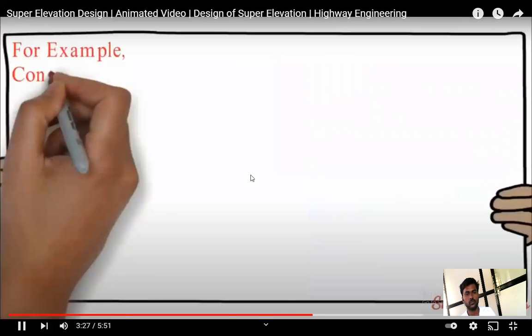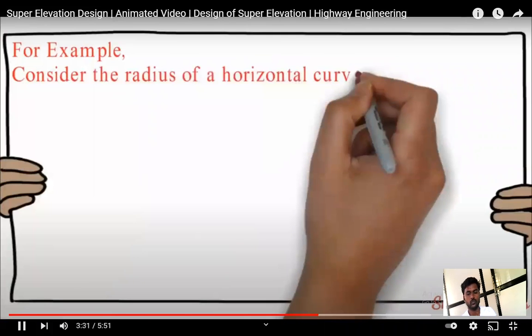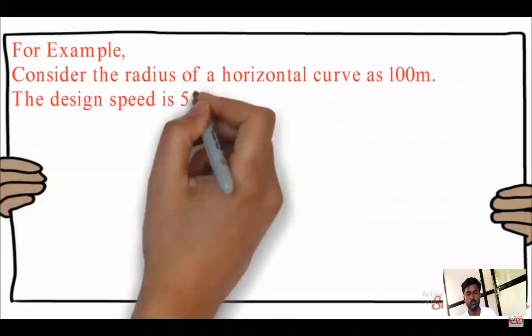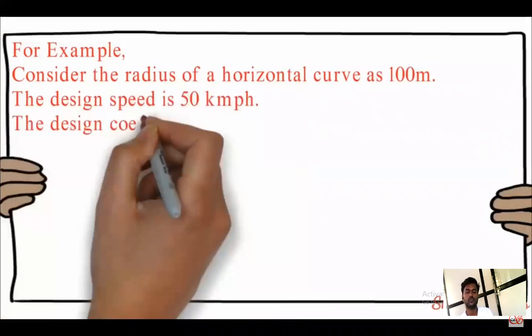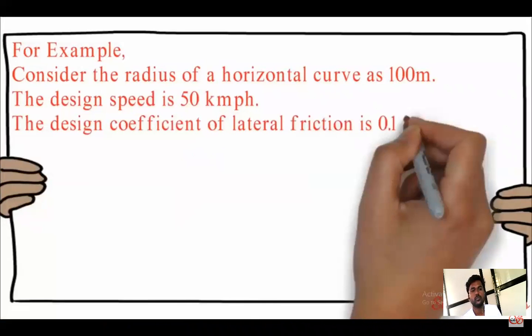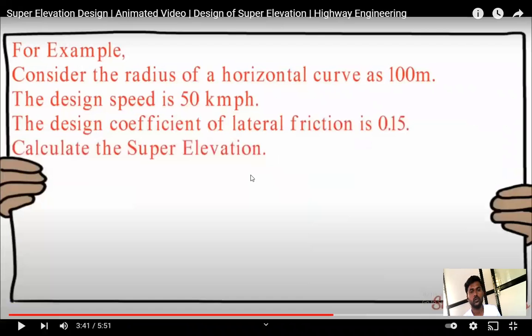For example, consider the radius of a horizontal curve as 100 meters. The design speed is 50 km per hour. The design coefficient of lateral friction is 0.15. Calculate the super elevation. Write down or take a screenshot of this problem. Solve it as homework, else I will tell how to solve it in the next lecture. Everyone, please try it at home.